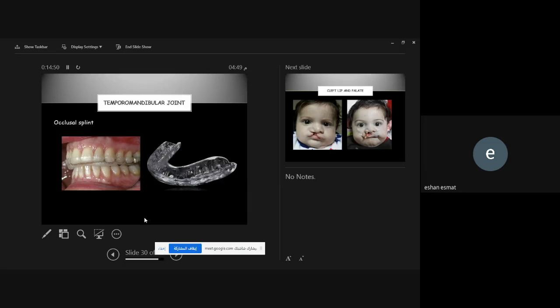Also, we can treat temporomandibular joint problems by making an occlusal splint for them. We take an impression, make the splint in the lab, and insert it in the patient to relieve the stress from the TM joint.